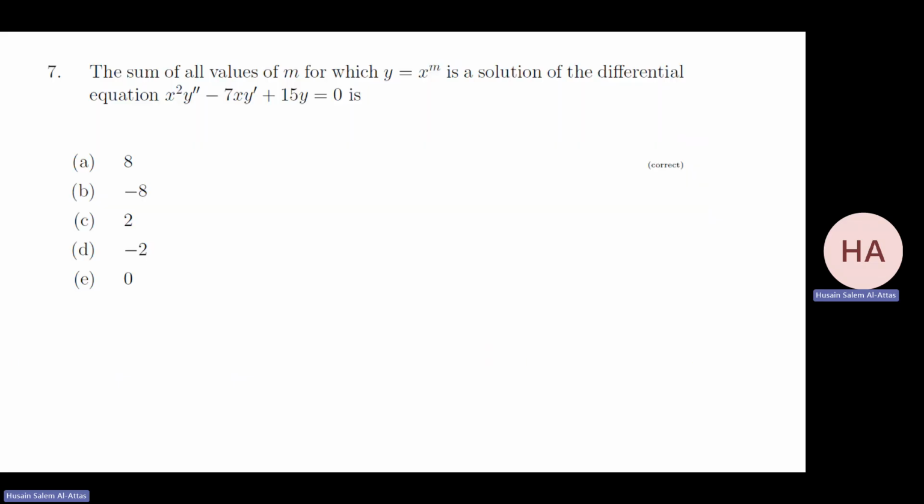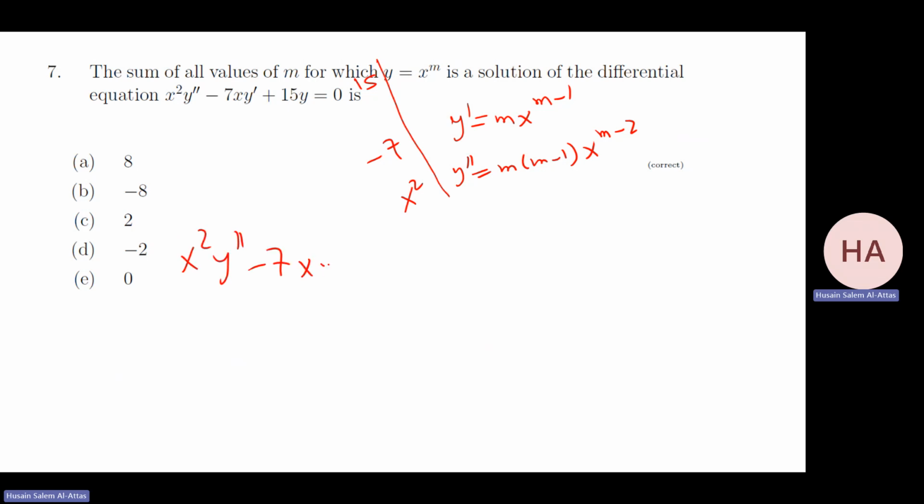The sum of all values of m for which this is a solution of the differential equation. But there's something similar. I need to find y prime, m x to the power m minus 1, y double prime, m minus 1 times x to the power m minus 2. Multiply this by x squared. This is minus 7, this is by 15, to get what? X squared y double prime, minus 7x y prime, plus 15y equals.